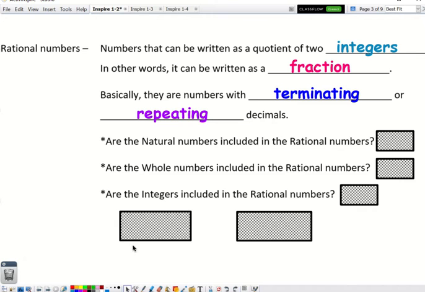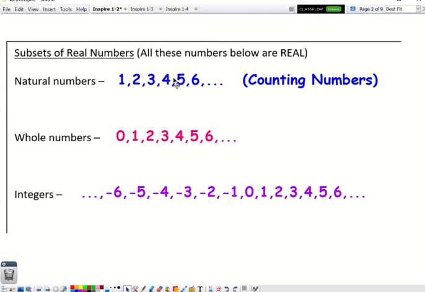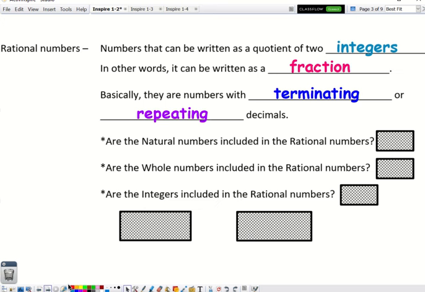So here are some questions that hopefully we can answer very easily. Are the natural numbers included in the rational numbers? So are all these numbers rational? Can you write them as fractions? Do they have decimals that either end or repeat a never-ending pattern? And the answer is yes. Okay? And I'll explain that if I have to, but let's answer these three questions first.